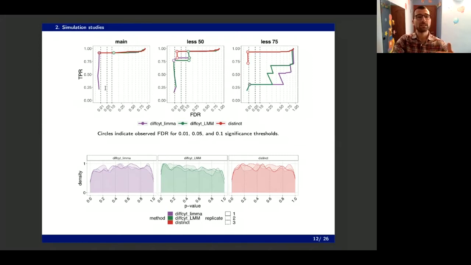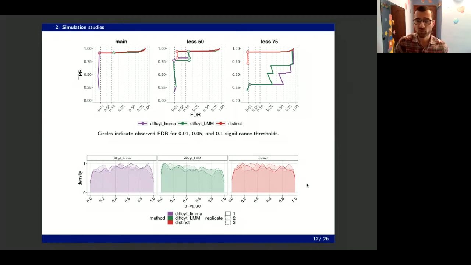So what you can see is that in the main simulation, all methods are pretty much equivalent. But then as the size of the differential effect decreases, there is a significant difference in true positive rate between methods, which shows that this method actually has good statistical power in detecting effects, even when they are relatively small in magnitude. And at the same time, it also controls the false discovery rate, as you see from the circles that denote the observed false discovery rate.